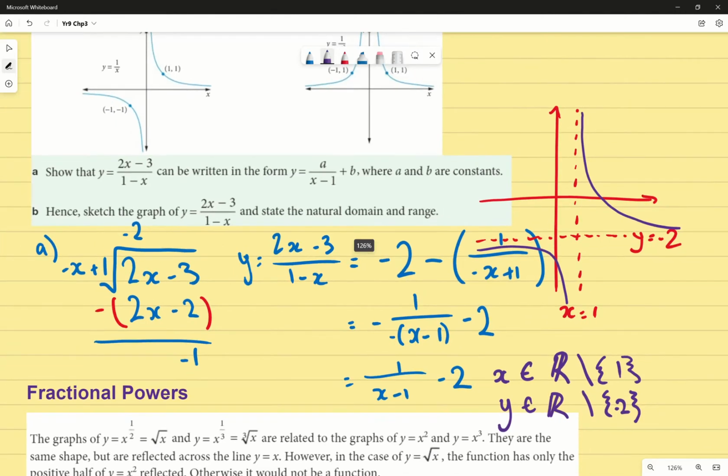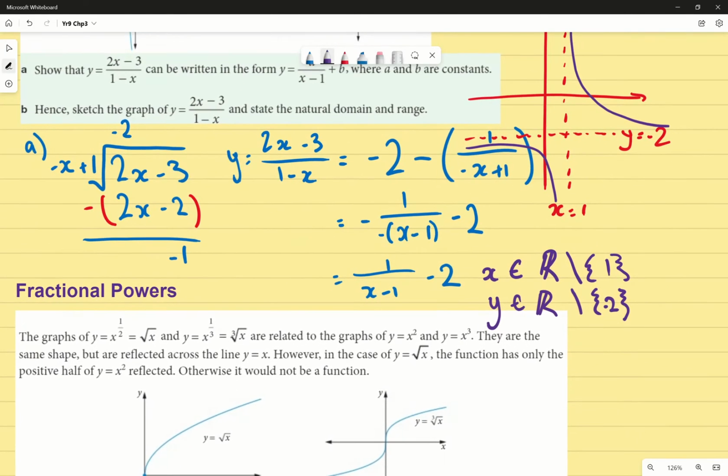I'm going to move on to the next section, and I'm just going to be talking for this part. We're looking at fractional powers: y equals x to the power of a half, or square root of x, and so on for cube root of x. The idea that I really want to focus on is it looks very familiar.